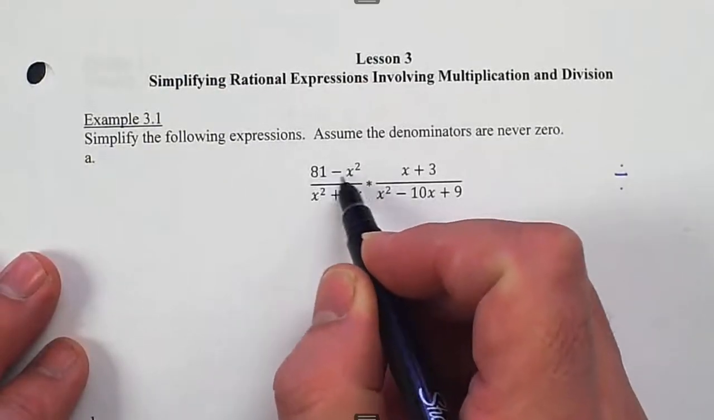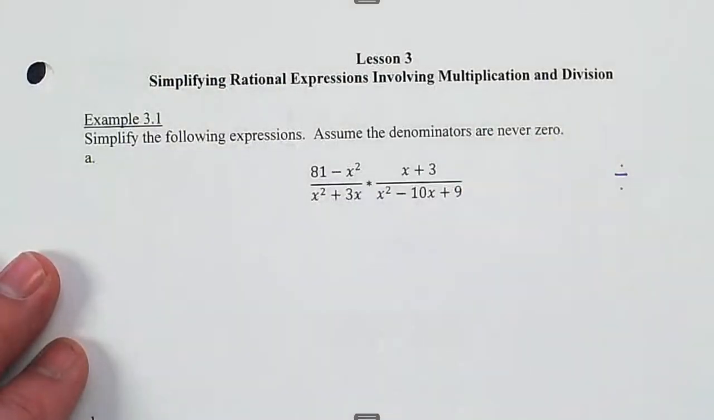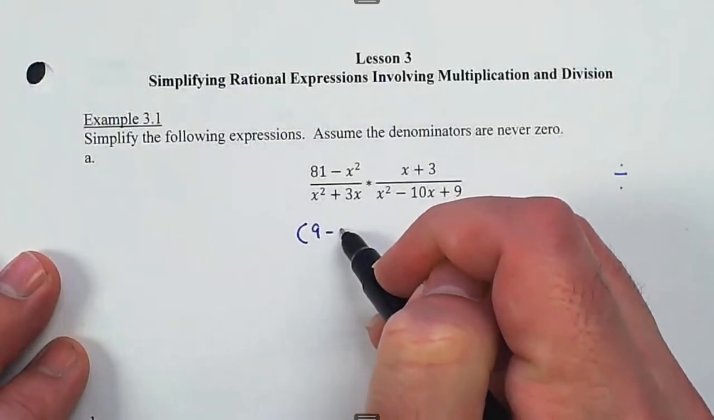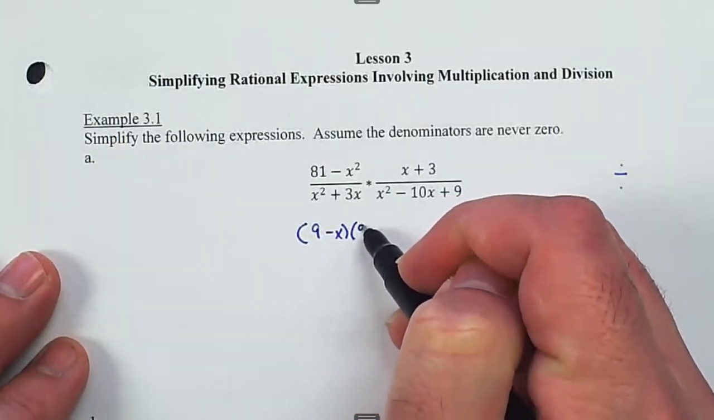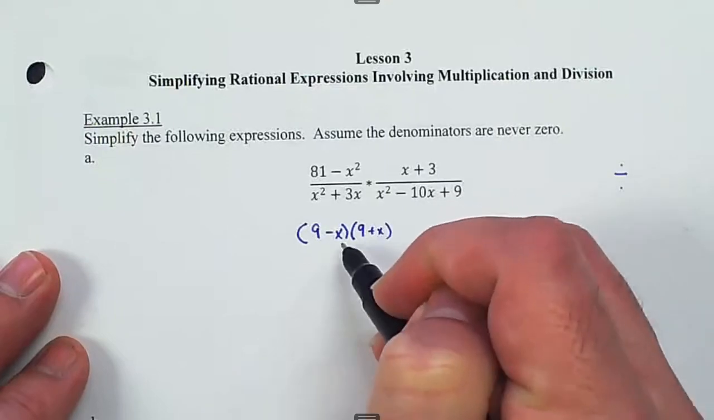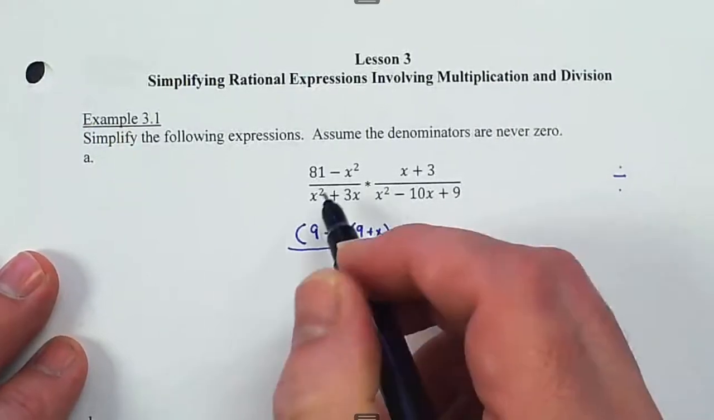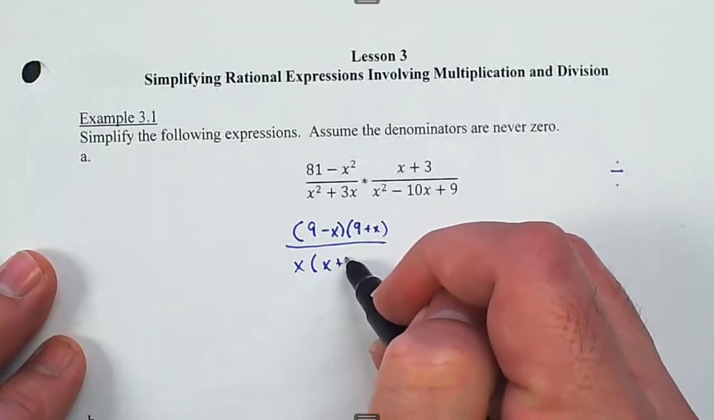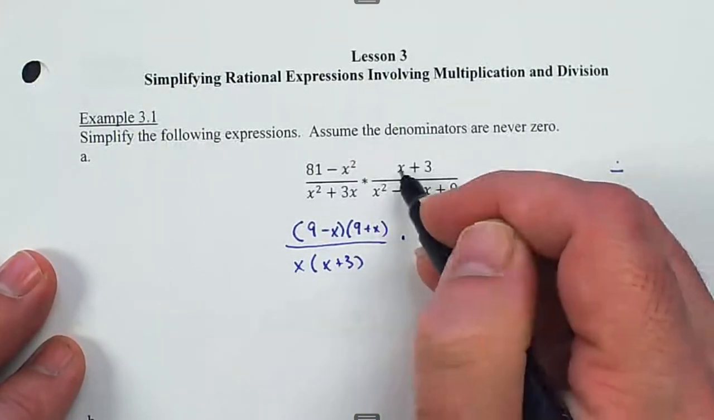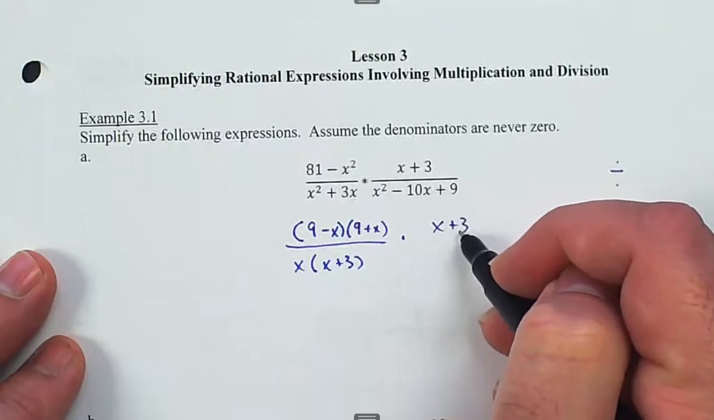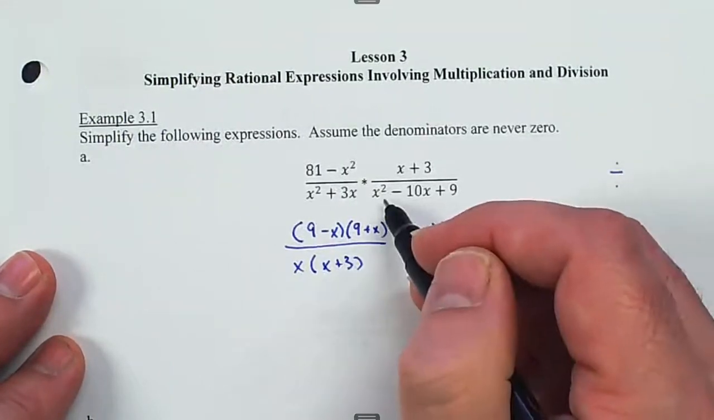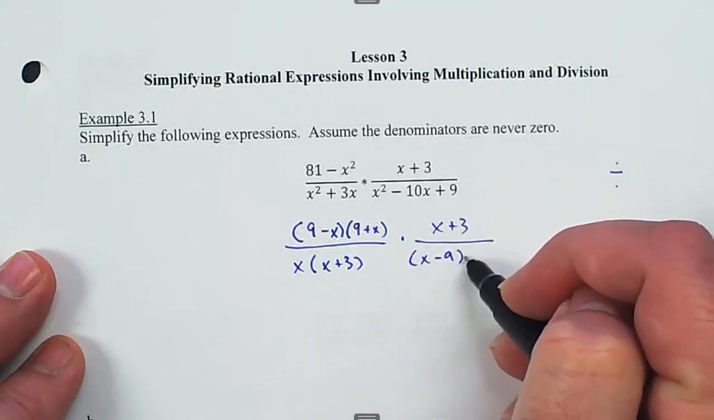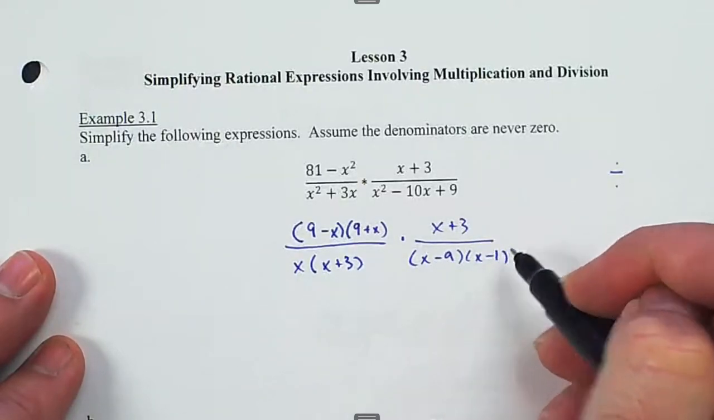All right, I'm going to factor 81 minus x squared: 9 minus x, 9 plus x. And I'll factor x squared plus 3x, which is x times x plus 3. Then this one is already factored. Then x squared minus 10x plus 9 is x minus 9 and x minus 1.